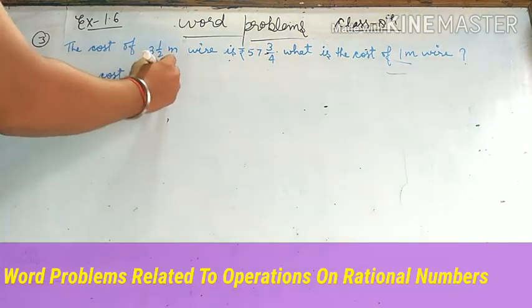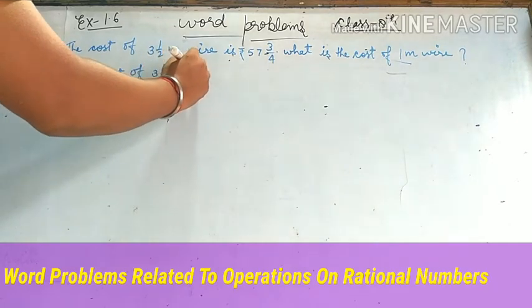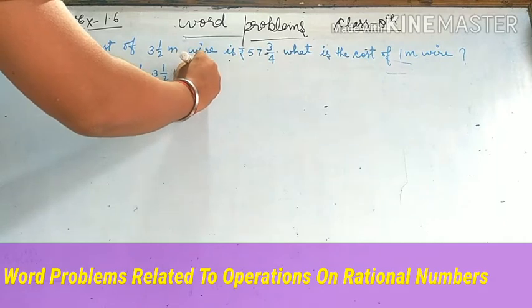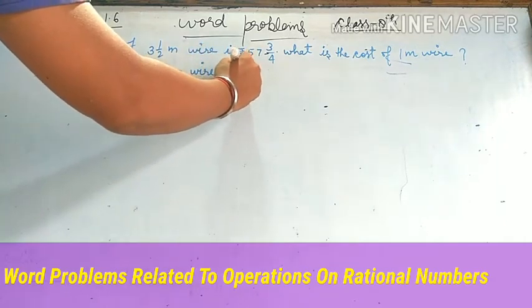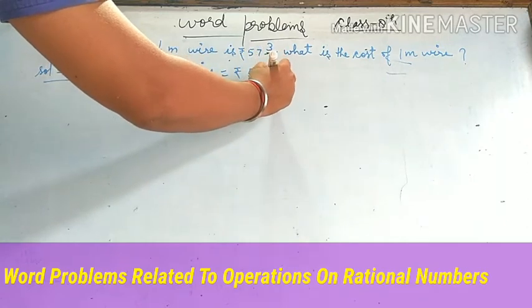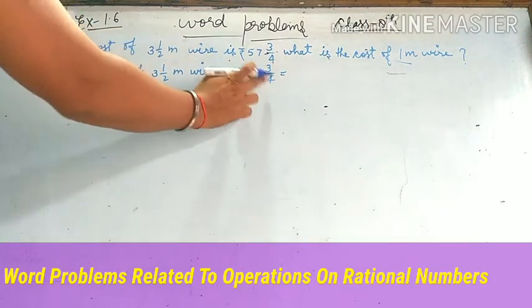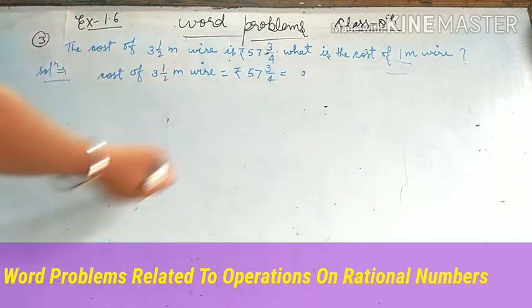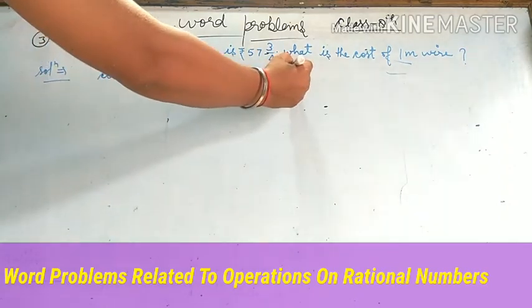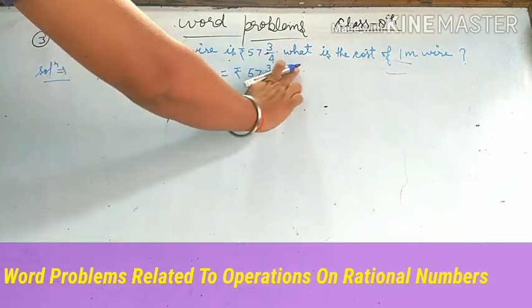Simply we will write cost of 3 complete 1 upon 2 meter of wire equals rupees 57 complete 3 upon 4, means if we multiply, 4 sevens are 28, carry 2, 4 fives are 20 and 2, 22, and 3, 231 upon 4 will come here.